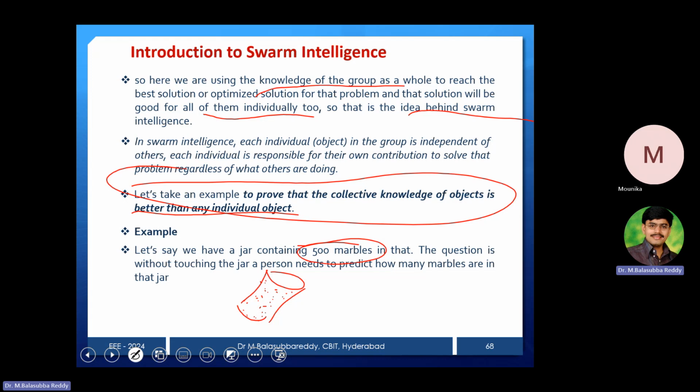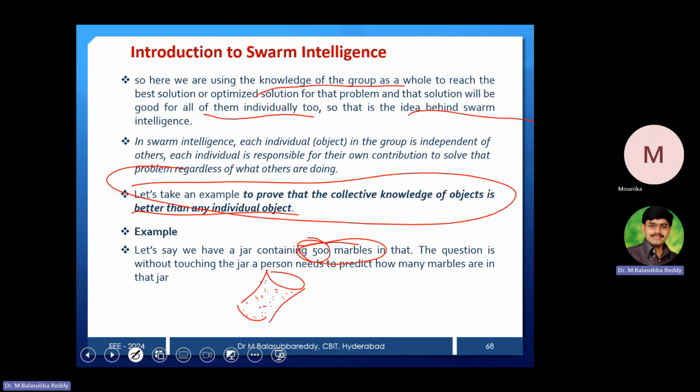Suppose the same jar, if I ask 1,000 people and they give their answers, if you store them and take the average, then your answer must be very near to the actual answer. That is the power of swarm, or a group of people or objects. So it is very near.